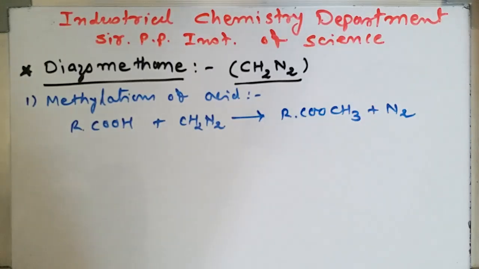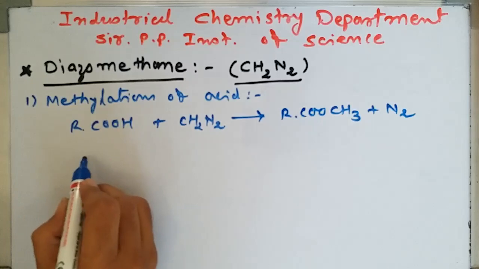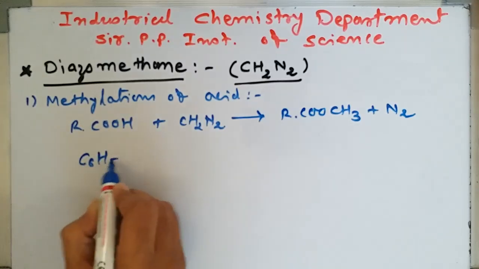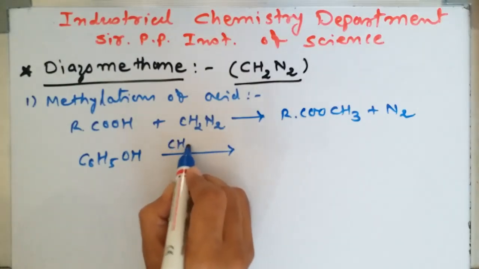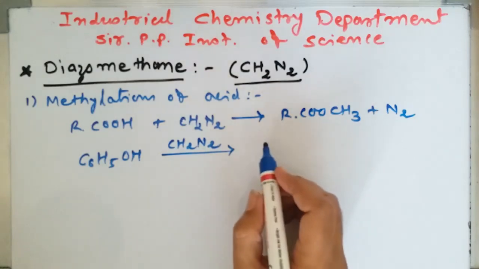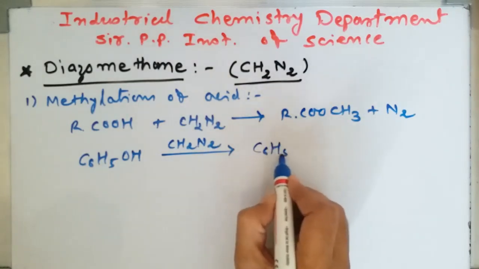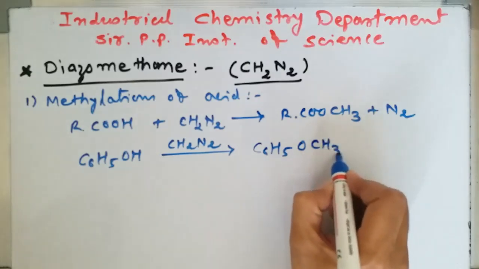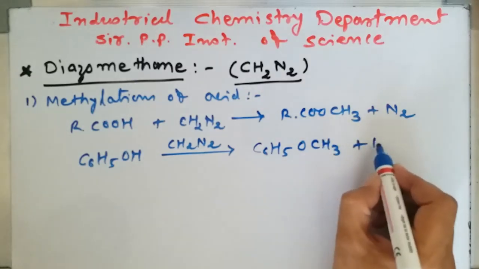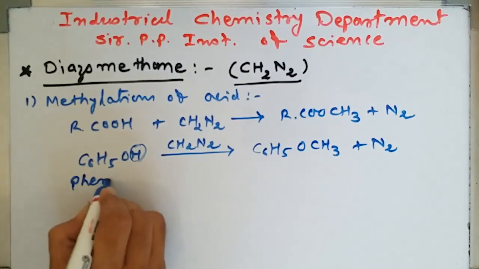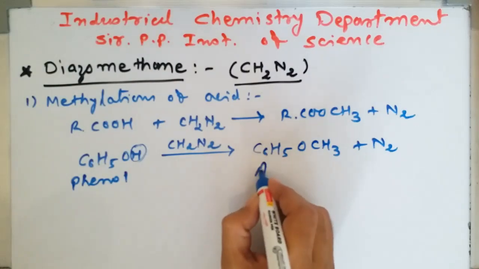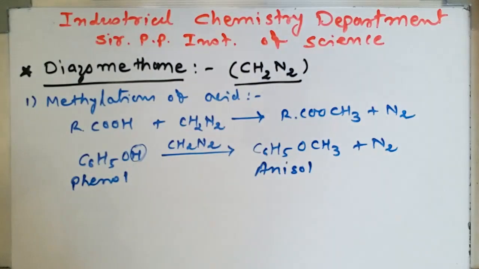Also we see it for phenolic compounds. For example, phenol, C6H5OH, treated with diazomethane, CH2N2, gives C6H5OCH3, with CH3 introduced substituting one hydrogen. This compound is known as anisole.